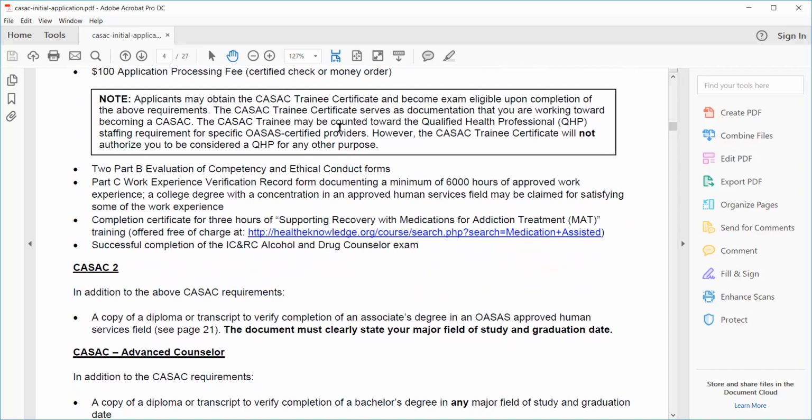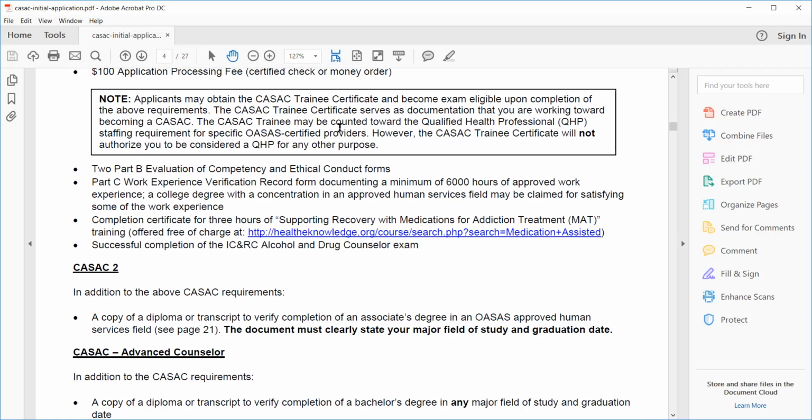Why do I want to get this K-Sac-T? You can be considered a QHP at your facility. There is a shortage of K-Sacs and helpers in this field. So OASAS came up with this idea where if you are in an OASAS licensed facility, you can be considered a QHP.